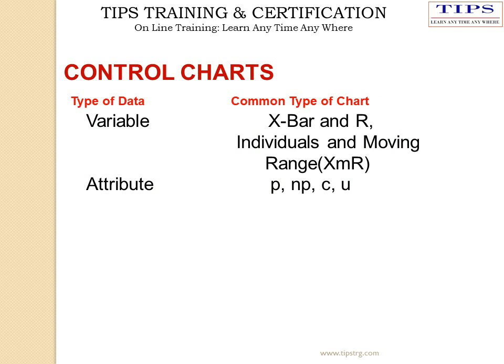Control charts are of two types: variable control chart and attribute control chart. What is meant by variable? The values which we can measure. These are of continuous nature. The variable charts are X bar R chart, and individual X and moving range chart. The second is your attribute chart, which means the values can be counted, not measured. These are of types P, NP, C and U chart.